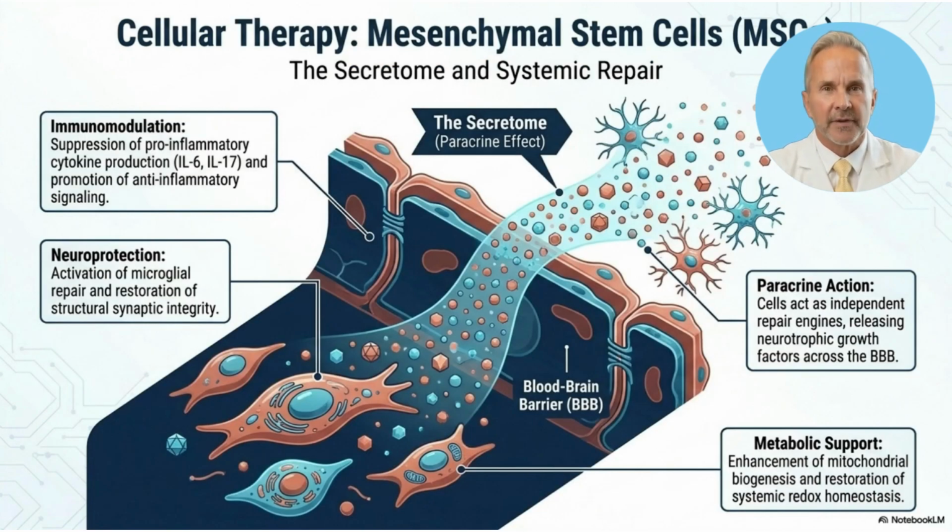Finally, we look at advanced cellular therapies, specifically mesenchymal stem cells, or MSCs, umbilical cord-derived MSC exosomes, and their secretome for systemic repair. MSCs act as independent repair engines across the blood-brain barrier through immunomodulation, suppressing pro-inflammatory cytokine production like IL-6 and IL-17; neuroprotection, activating microglial repair and restoring structural synaptic integrity; the secretome paracrine action, releasing neurotrophic growth factors across the BBB; and metabolic support, enhancing mitochondrial biogenesis and restoring systemic redox homeostasis.